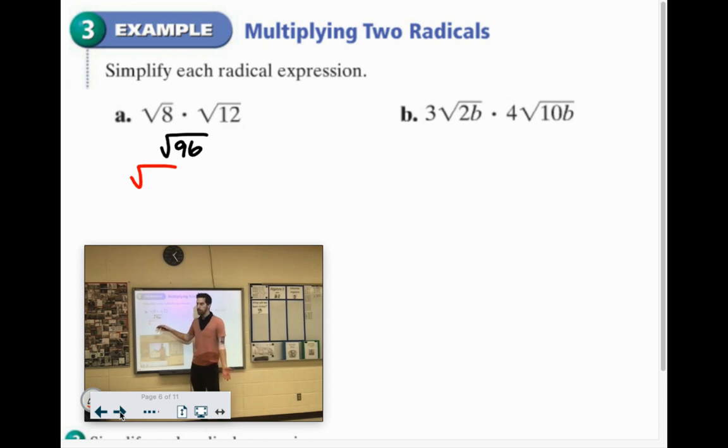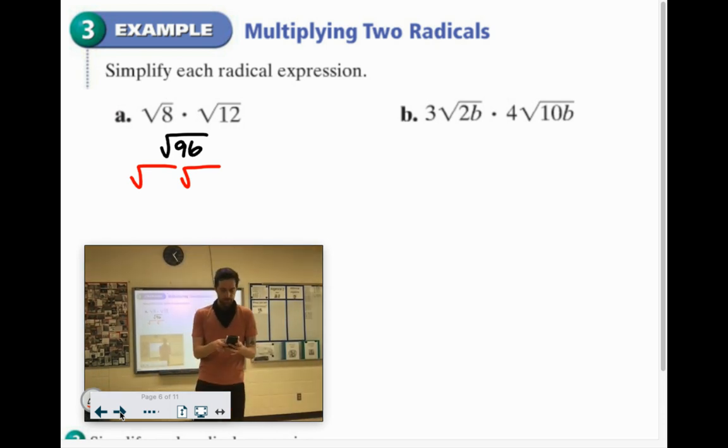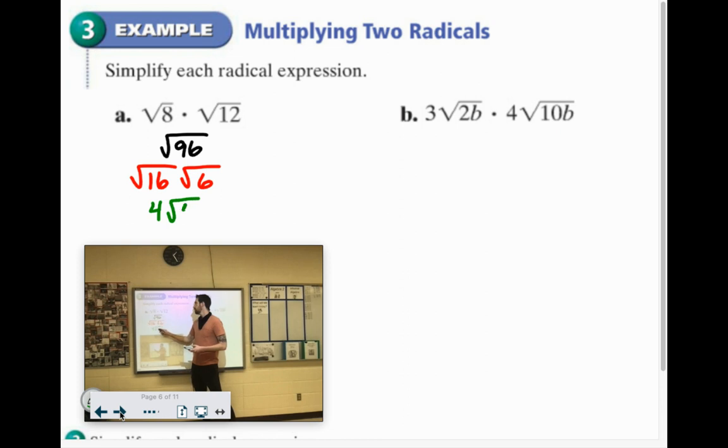I know 4 does, but you might want to check. If you divide 96 by 4 in your calculator, you're going to get 24. And I know that 4 goes into that as well. So I'm going to try 96 divided by 16, because that's 4 times 4. And we get 6. So it's 16 times 6. And then the square root of 16 is 4. So you're left with 4 times root 6.